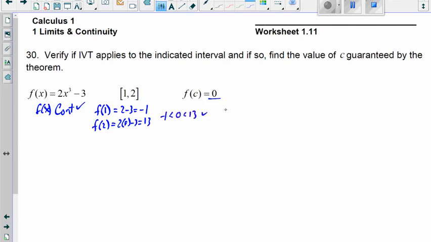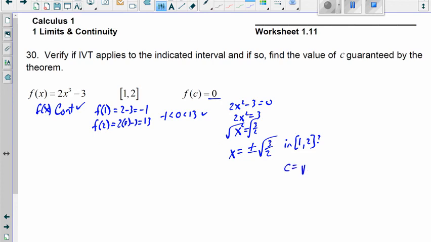Check. It applies. So now, can we do 2x squared minus 3 equals 0? We can. 2x squared equals 3. X squared is 3 halves and square root. So we have a choice of plus or minus square root of 3 halves. Remember, you have to give me one that applies. So is that in 1 to 2? Okay. 1.5 is what 3 halves is. Square root of that is bigger than 1, less than 2. So C is positive square root of 3 halves. The negative one, not in there.